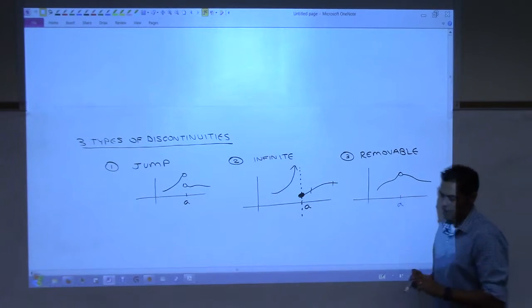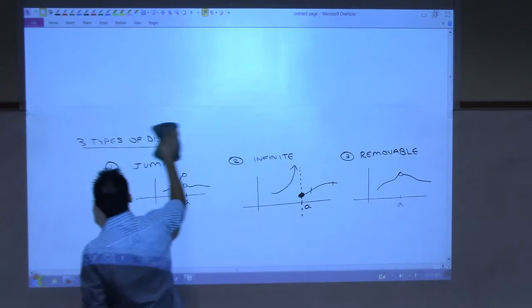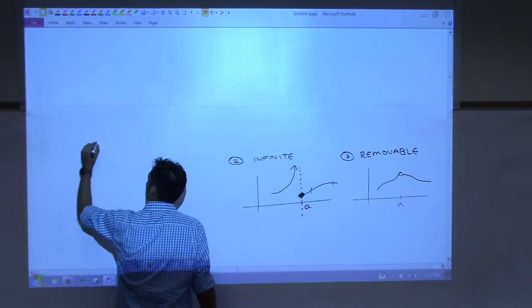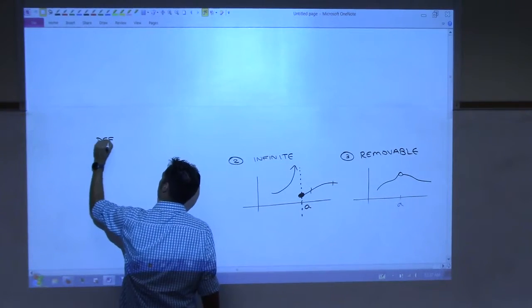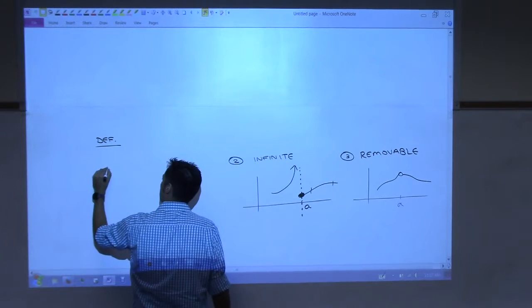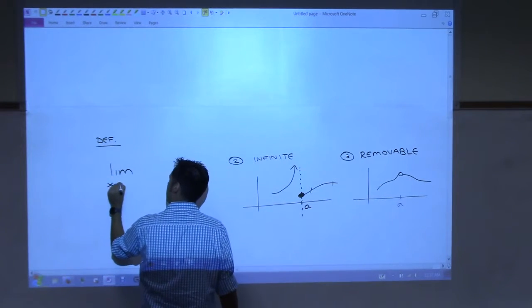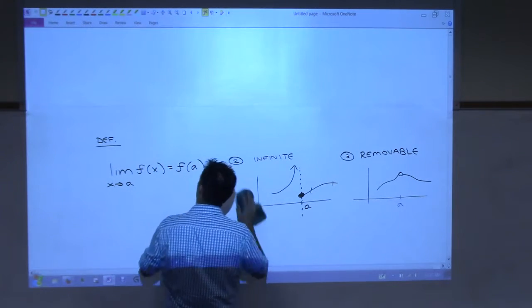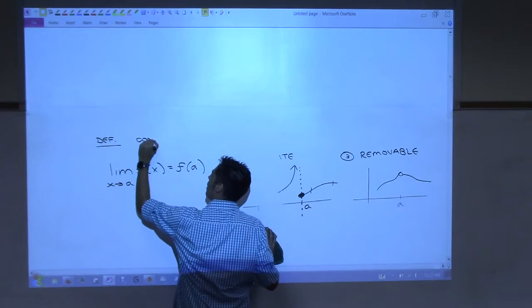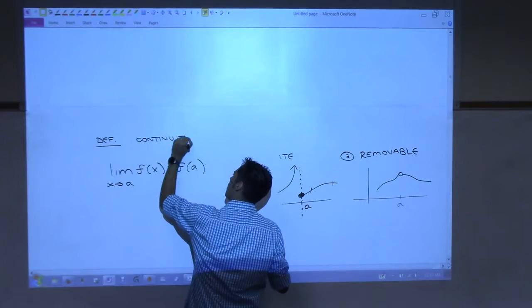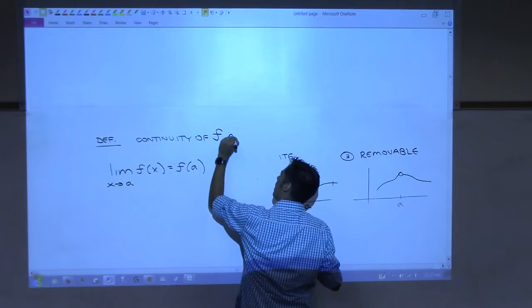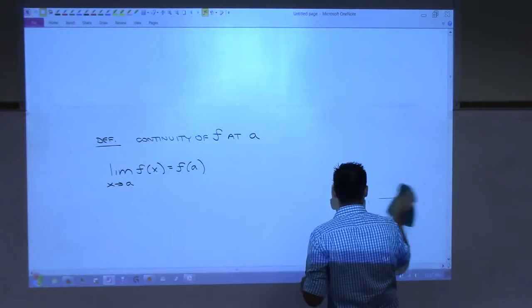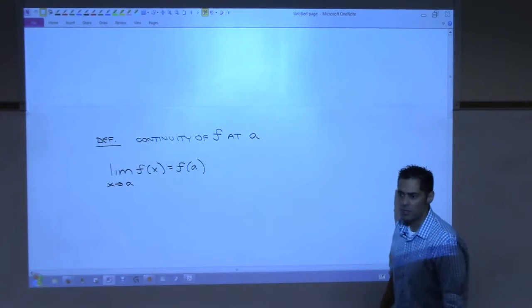All right. Now, I do want everyone to know the definition of continuity. So make sure you kind of burn this into your brain. The definition is the limit as x approaches A of f of x must be equal to f of A. This is the definition of continuity of a function f at A. Please burn that into your brain, because we'll use it quite a bit.